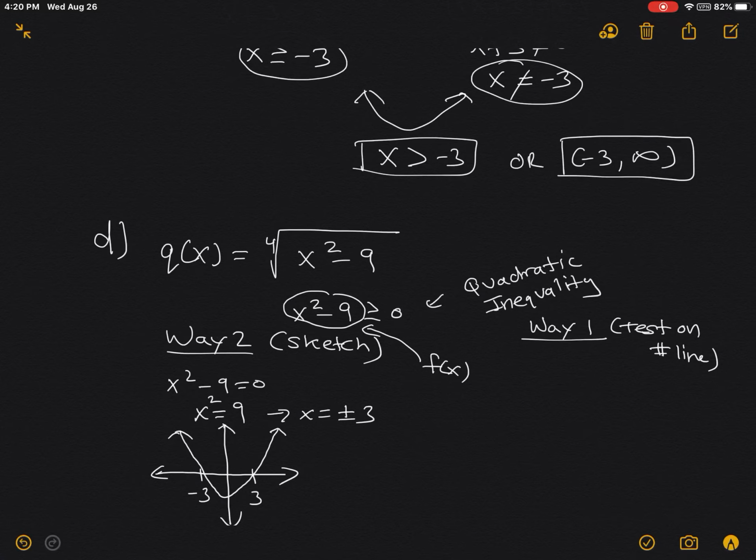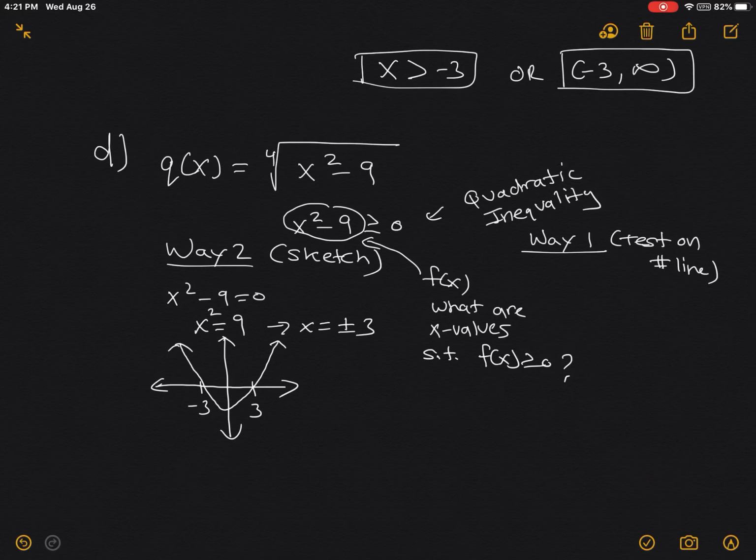Now, going back to this original inequality, it's asking you, what are the x values such that f of x is greater than or equal to 0? That's what the question is saying. You don't want to get x by itself over here. Why did you get x by itself? It's because I need to get the x-intercepts. And remember, at -3 and positive 3, this time it's going to be closed because there's an equal sign over here.